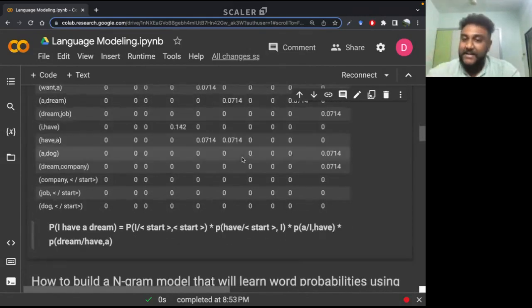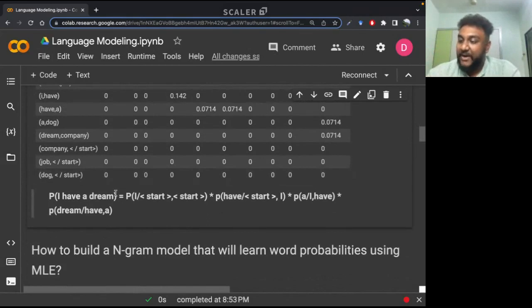And when I'm predicting the probability, or when I'm looking at the overall probability of a sentence, this is how I will do it, right? I will say P of I have a dream is P of I given start comma start. So this is where I'm applying that idea, right? I'm simply going to put one more start here into P of have given start comma I into P of a given I comma have into P of dream given have comma a. Okay, so this is how I will build the probability of my sentence, and that is what I will get.